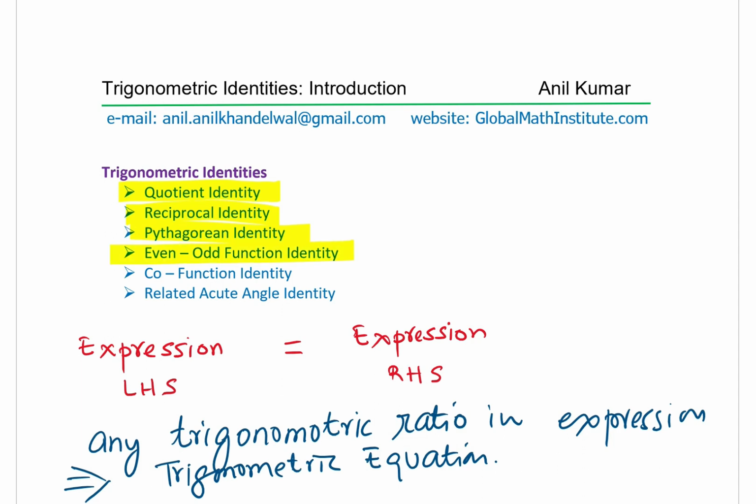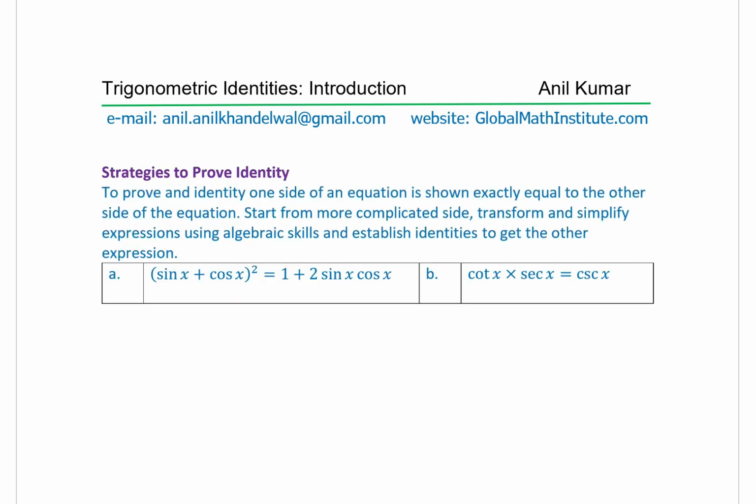Even-odd function identities: sine and tangent are odd functions. Cosine is an even function. Co-function identities: sine of 90 minus theta becomes cos theta. Cos of 90 minus theta becomes sine theta. Tan of 90 minus theta becomes cotangent theta. Related acute angle identities show what happens when we are in a quadrant. In the second quadrant, the angle will be 180 minus alpha. In the third quadrant, 180 plus alpha. In the fourth quadrant, it will be 360 minus alpha. And depending on the CAST rule, we could find the identities. So that gives us all the identities.